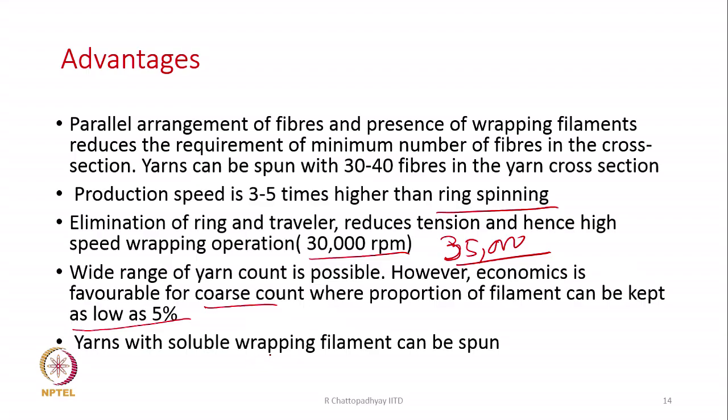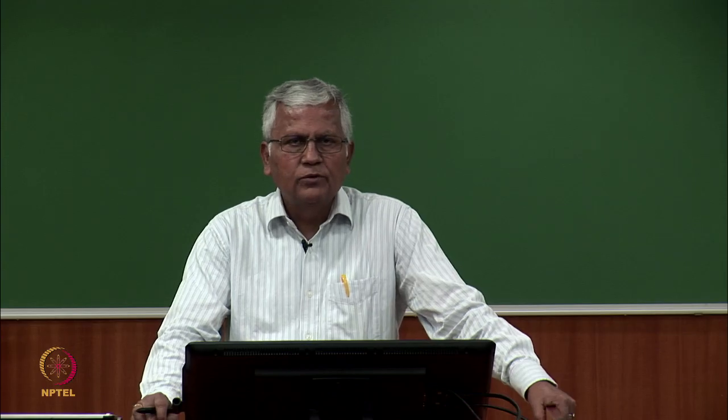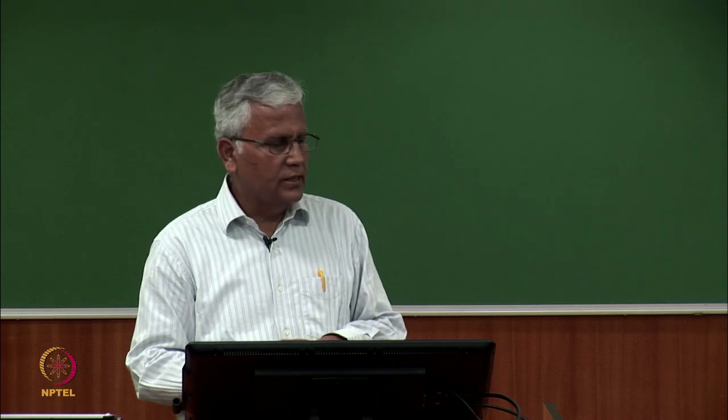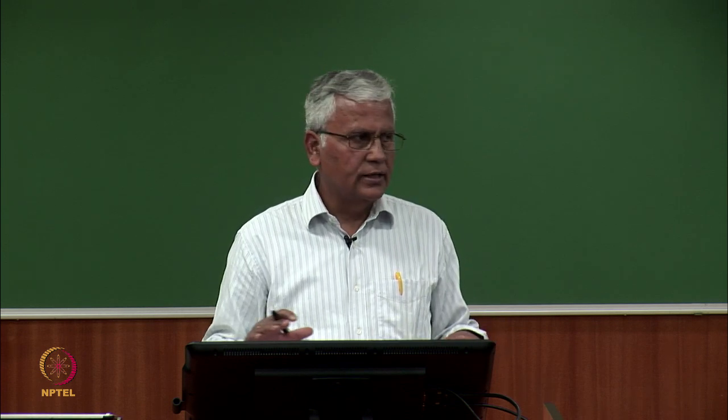Yarns with soluble wrapping filament can also be spun. That is also another advantage. Sometimes we need it. We can wrap it by filament which is soluble in water. So, with that particular type of yarn we can make some fabrics and then we can get rid of the filament. So, we will have a fabric where the yarns are interlacing each other and the fibers are all straight and parallel with respect to each other, and there is no twist in it. That is what is possible.